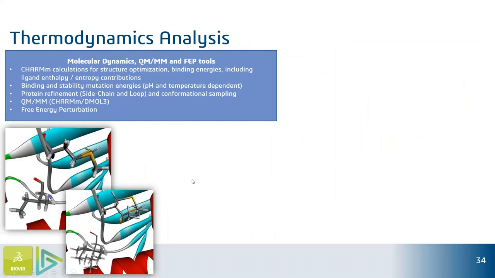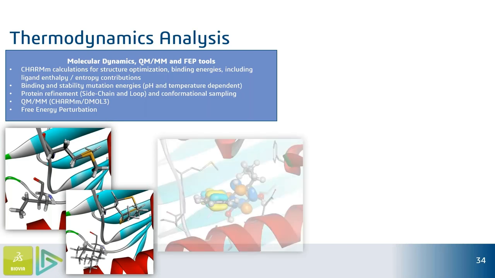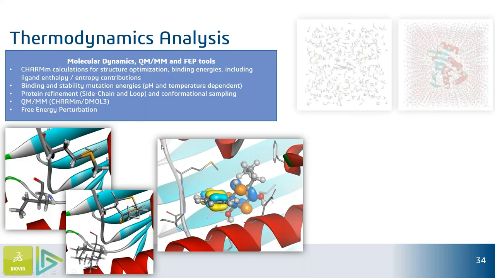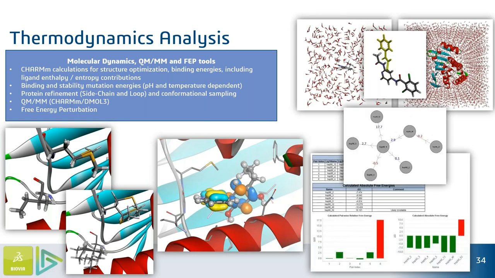Finally, and as explained before, you can perform molecular dynamics calculation for your structure optimization and find the binding energies, the enthalpy, the entropy using molecular dynamics and FEP. And also you can evaluate the effect of mutation on your binding affinity in your complex.